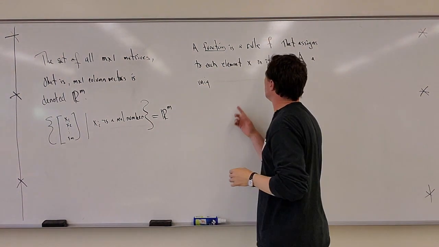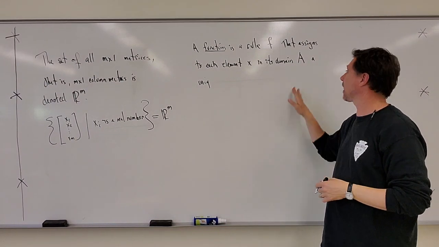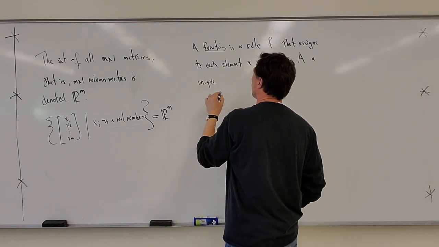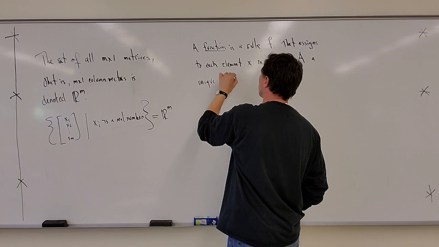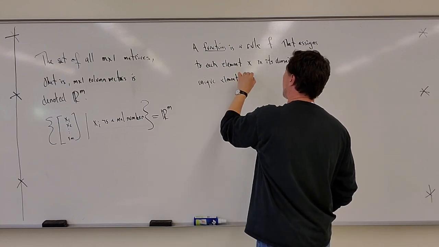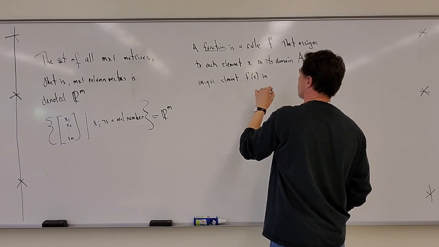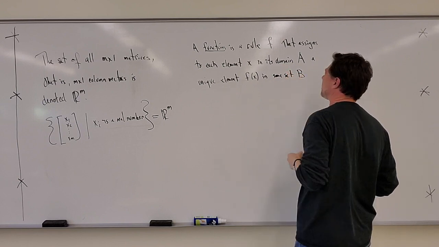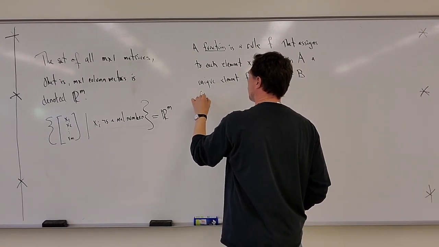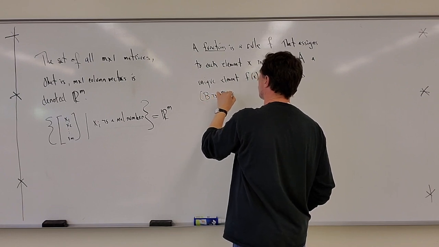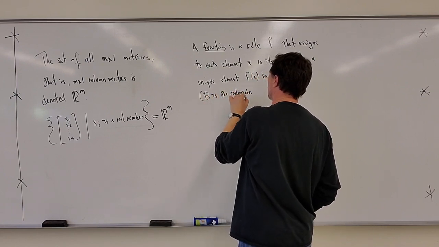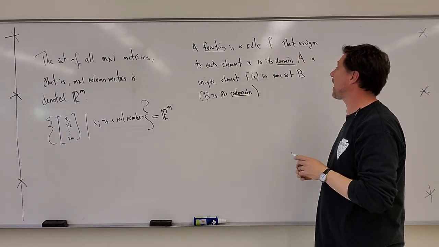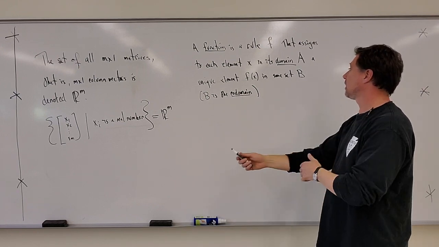I was debating whether I wanted to use a capital A here because I use capital A for matrices. So now I'm thinking this is a set, not a matrix. A unique element, which we will write as f of x, in some set capital B. This set capital B is called the codomain. All right, so a function is a rule that assigns to each element x in its domain a unique element f of x in some set B.